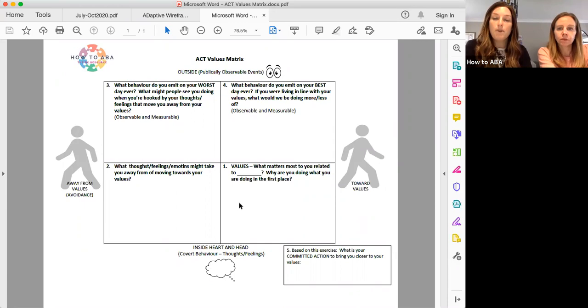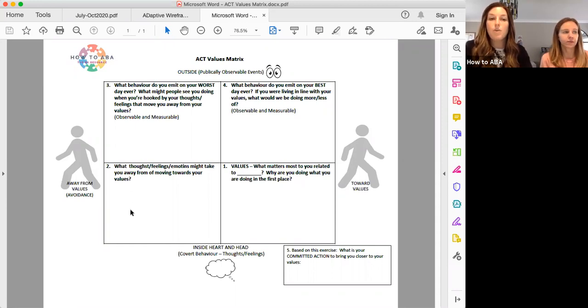So you start here at the bottom corner with values, and you would start the conversation by saying, well, what do you value? Obviously it takes a little bit longer than this, but if the student values having friends, having relationships, having people like him, great. So you write that down in the matrix. This is what you value. Now you move on to the lower left quadrant, and we're talking about, okay, what are those thoughts and feelings that are bringing you away from your value?